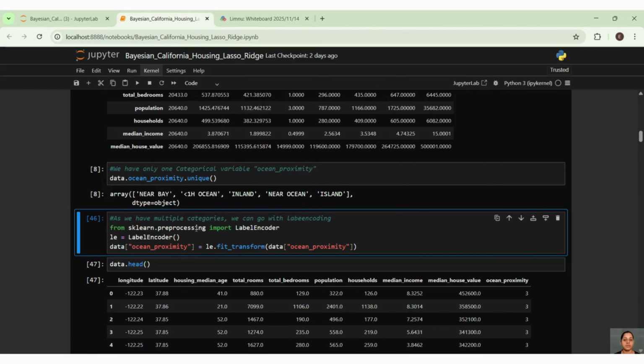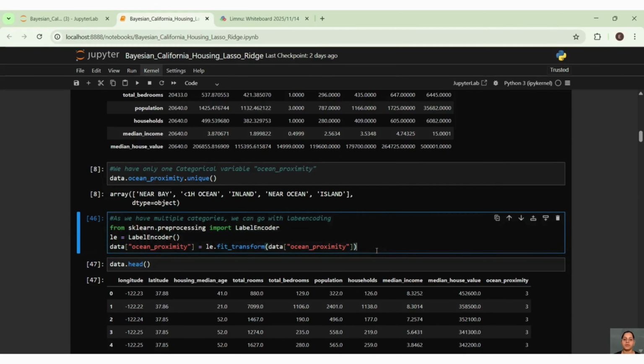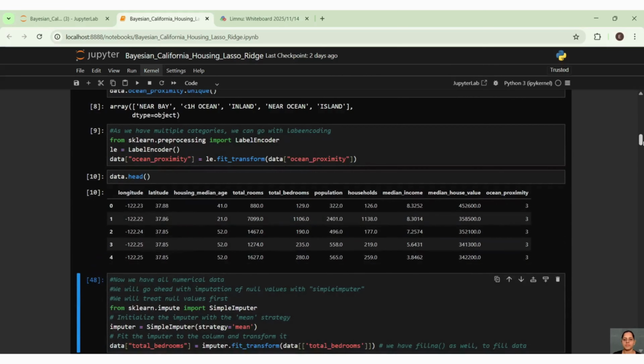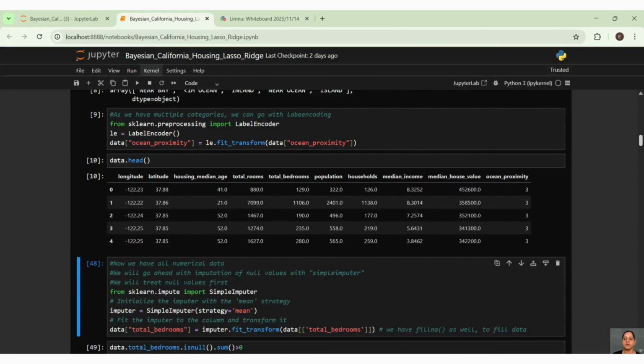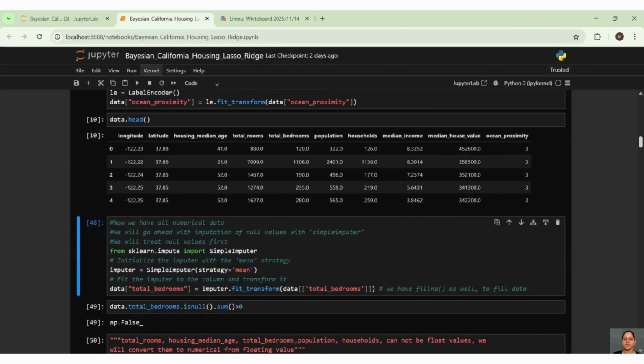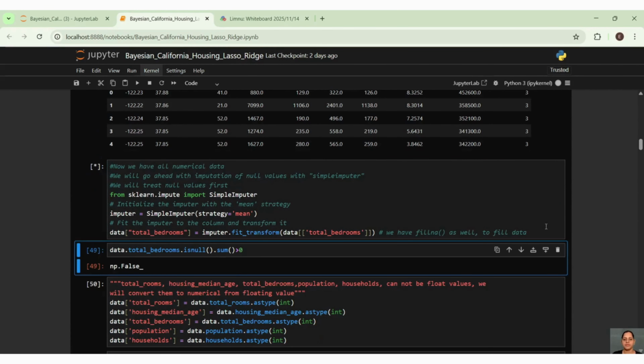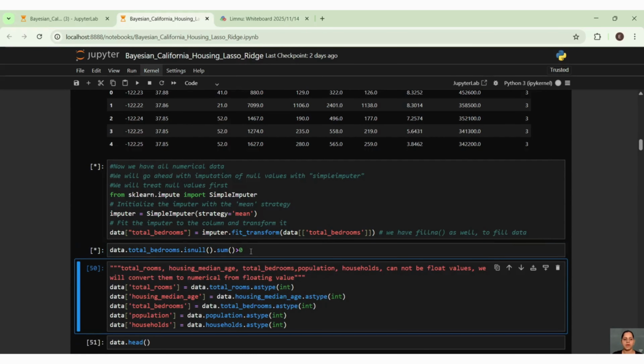Then after that, what do I have to do? I have to go ahead and encode my variable. So here I am encoding my variable. Then I can see that my ocean proximity is getting converted to numeric. Then after that, what is the next part? I have to fill my null values, right? Feature engineering, or data interpretation. So now I can see that.